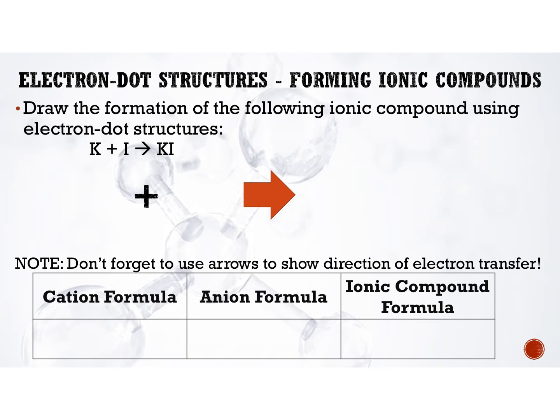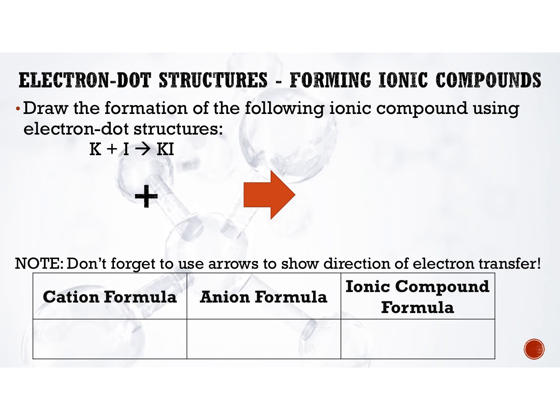Now we're going to use those electron dot structures to show how ionic compounds are formed. Previously we've shown how ions are formed, like cations and anions. We saw that a cation loses electrons and an anion gains electrons, but we didn't show where they're going and where they're coming from.